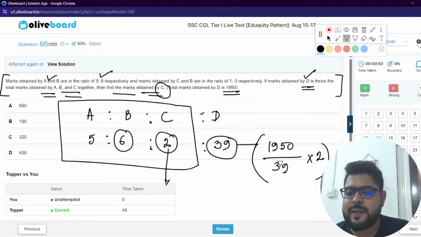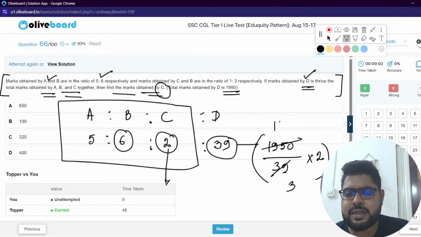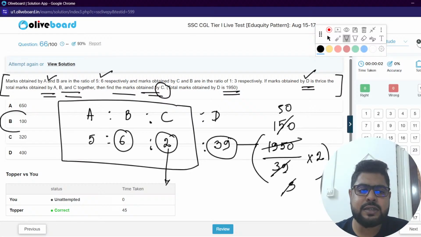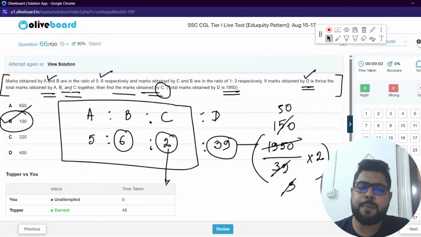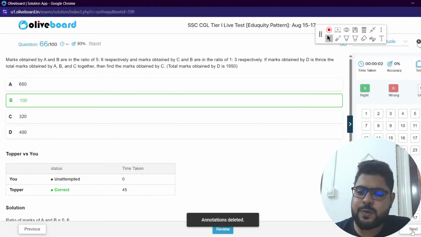Let's calculate. 13 3s are 39, right? 13 1s are 13, 13 5s are 65. Answer, 3 fifties are 150. So my answer will be 50 into 2, that is 100. Option B is the answer. Done. Next one, sir.